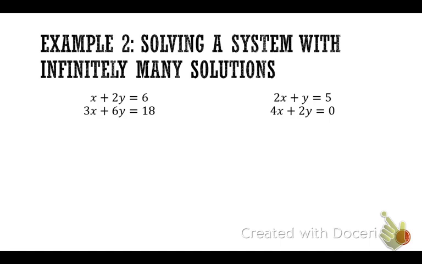All right, let's look at the next slide. x plus 2y equals 6, and 3x plus 6y equals 18. Let's go ahead and set up that system. Okay, so you guys want to graph to solve this? Is that an ideal system to graph? No, it's not even close.